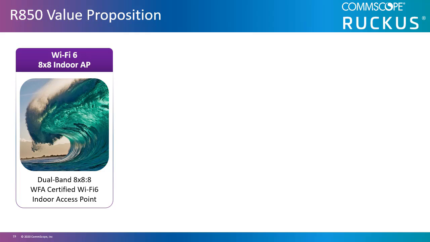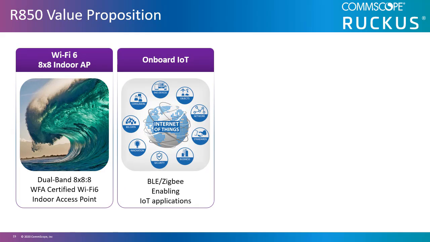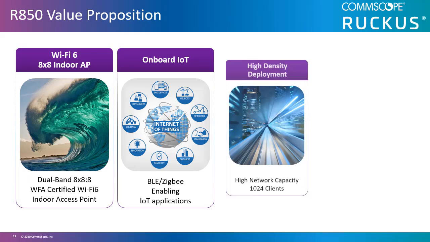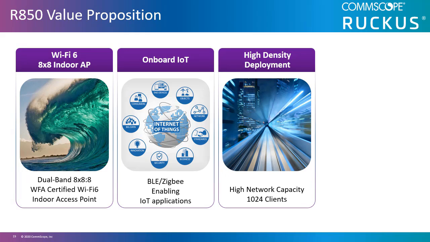The value proposition for the R850 is that it is a dual-band 8x8 8-stream indoor high-end WFA Wi-Fi 6 certified AP. It is a converged access point, eliminating siloed wireless networks with a unified platform that augments Wi-Fi with onboard BLE and Zigbee radios, with the option to integrate other wireless technologies via the USB port for IoT applications. It is designed for high-density deployments and supports up to 1,024 clients, which is good for stadiums, convention centers, lecture halls, and other high-density clusters of users.